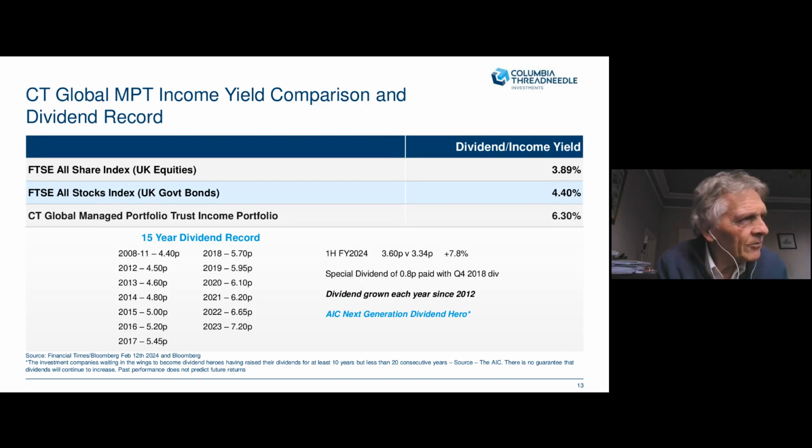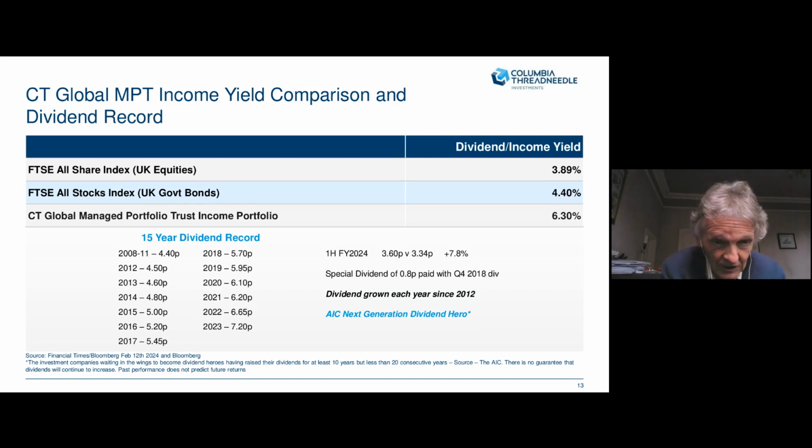So let's get on to the investment company itself. And this is a chart of particular relevance to the income portfolio and just looks at the dividends that you've received. And I did this actually on the 12th of February, but it's much the same just now. So the yield on the all-share index currently is about 3.9%. For your information, the yield on the government all stocks index for gilts bonds in the UK is about 4.4. The managed portfolio trust income portfolio has a dividend yield of 6.3.